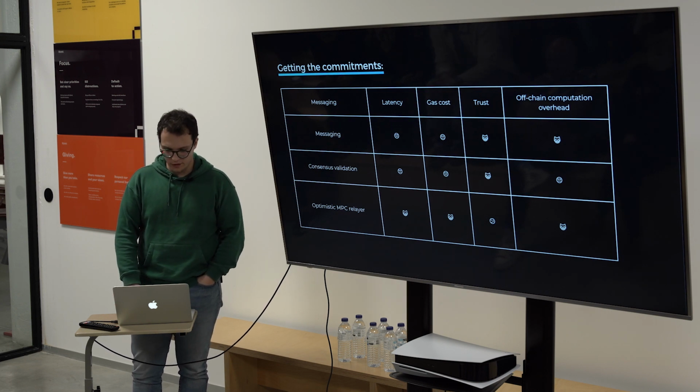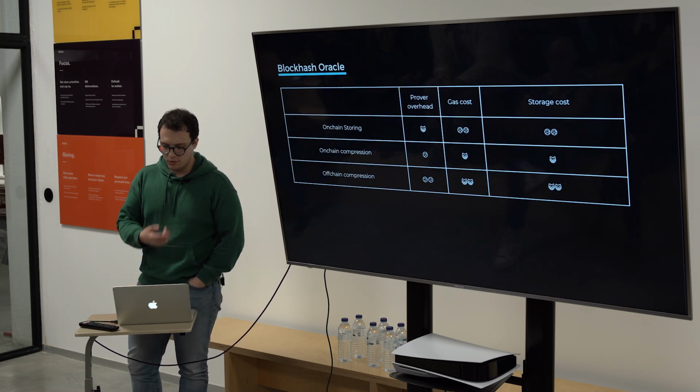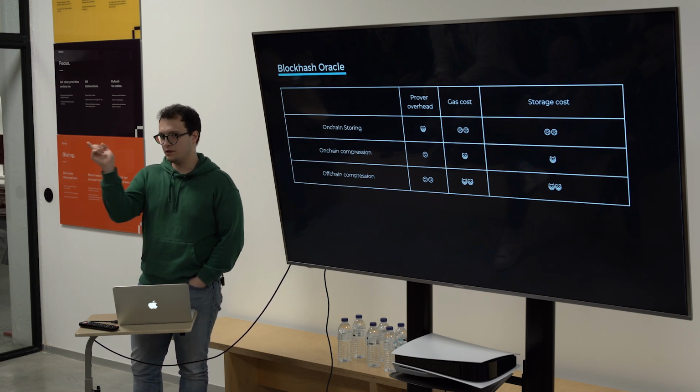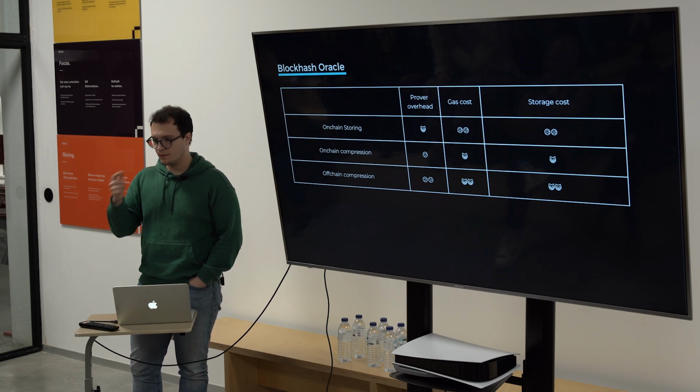Okay, so this is part number 1 of dealing with storage proofs, getting the commitment, aka the block hash, and finally block hash oracle. So the naive approach is, well, while we iterate through the blockchain, let's just save every single block header.